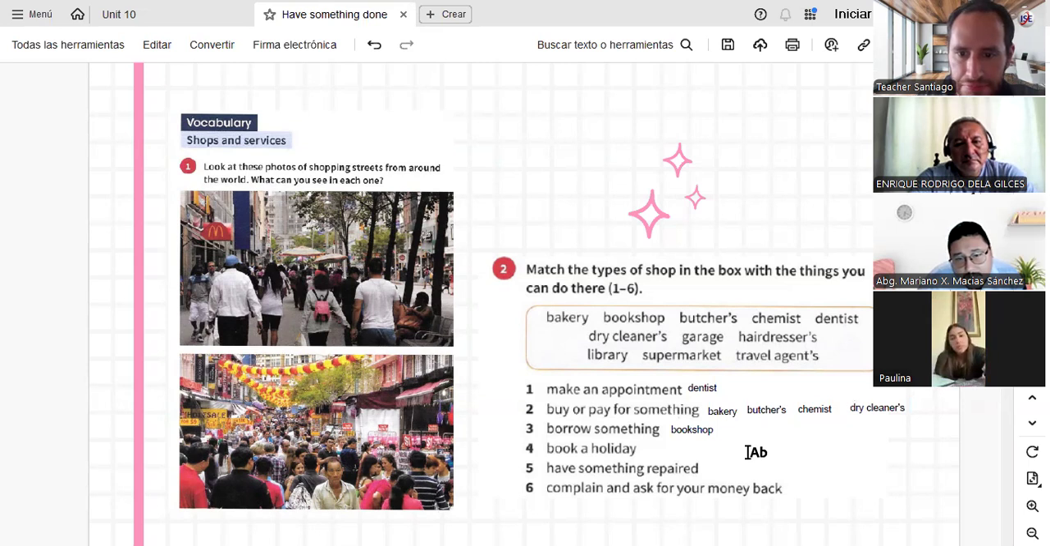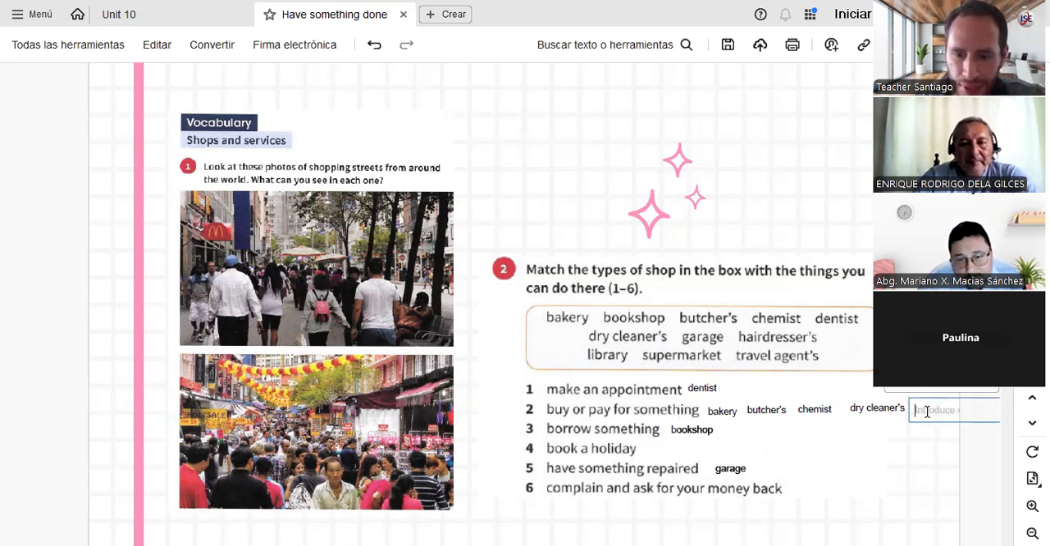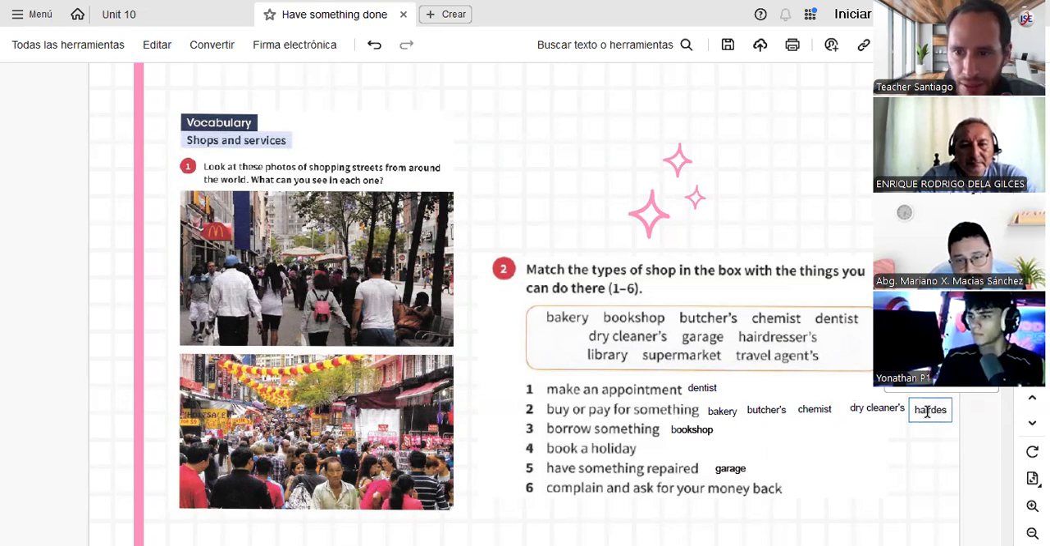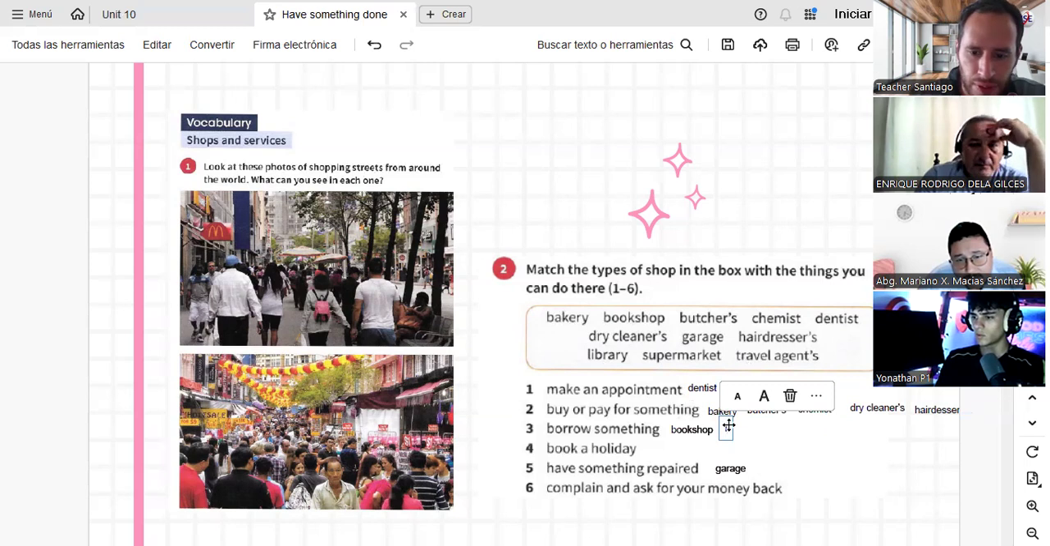Okay, garage. Have something repaired. Thank you so much. Hairdresser. Buy or pay for something. Or maybe we can need a book. No, book for a holiday. Library. What do you think? Borrow something. Borrow, for sure. Library. Supermarket. Buy or pay for something. Yes.